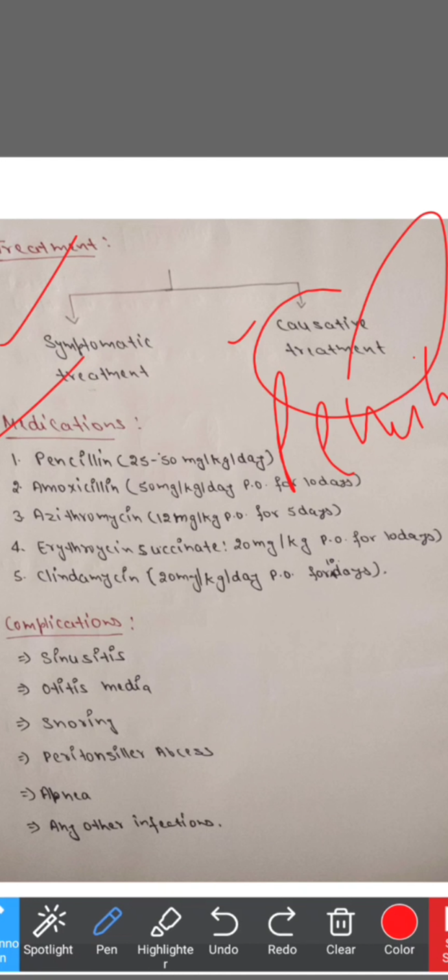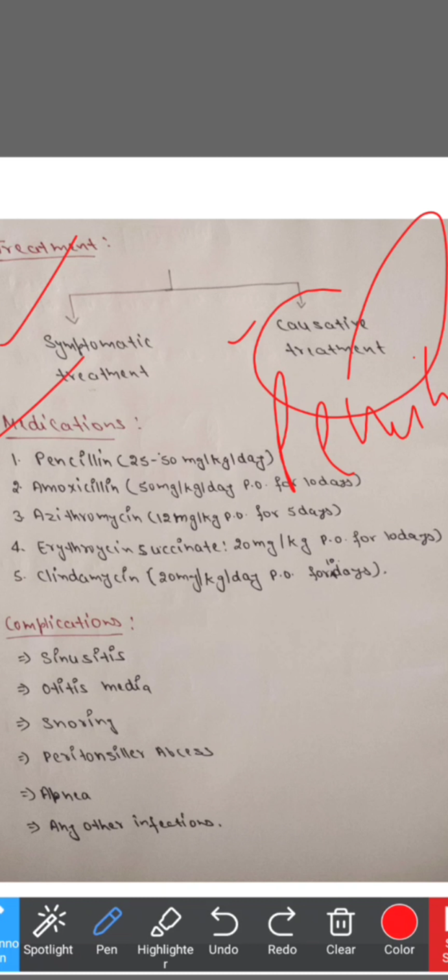Main complications, first is sinusitis. Sinusitis is like an inflammation of the sinus. And the next is otitis media. Otitis media means inflammation of the middle ear. And snoring, what happens actually is a sound that occurs during sleep. When the patient is sleeping more, then the snoring sound will occur.